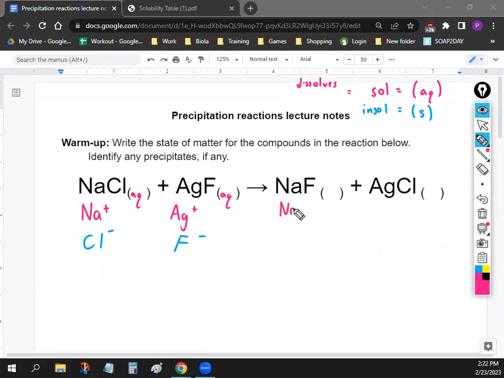So NaF breaks down into Na plus and F minus. Everybody got that? You should have seen that it is aqueous. The next one is Ag plus and Cl minus. Hopefully you saw that this one is not soluble, so it is solid. All right, make sense, guys? Everybody good with what we did?